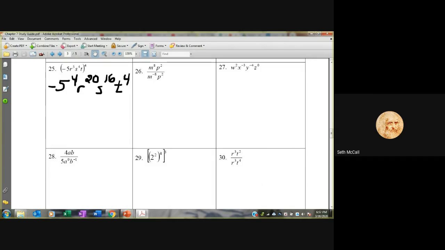And you might say, what about that negative 5? Should it go down to the bottom? Don't let that trick you. The only time something moves to the bottom is when the exponent is negative, not the base number.